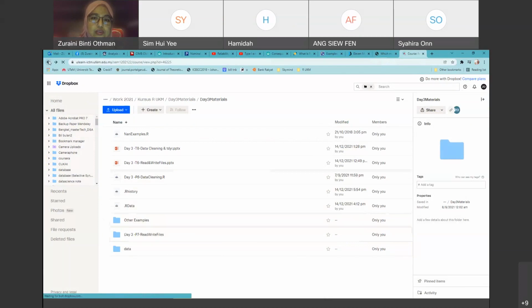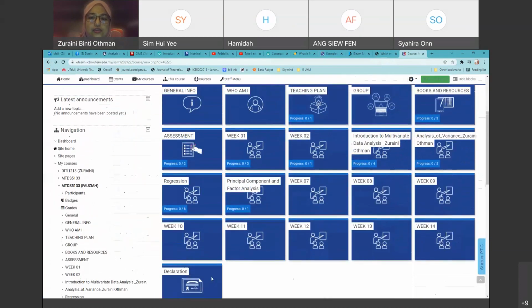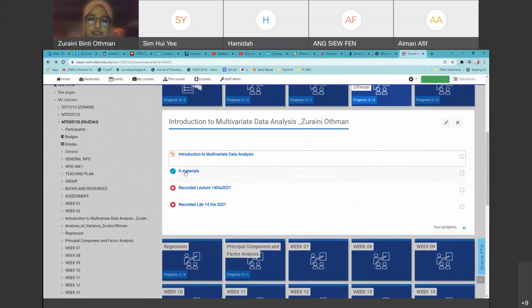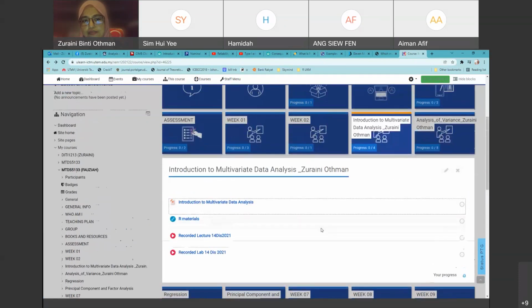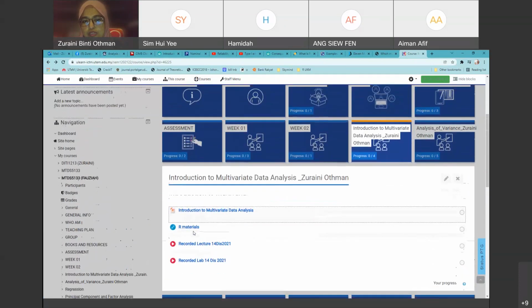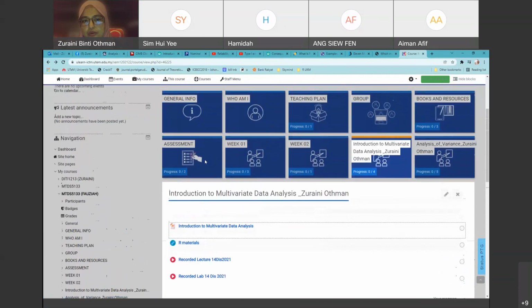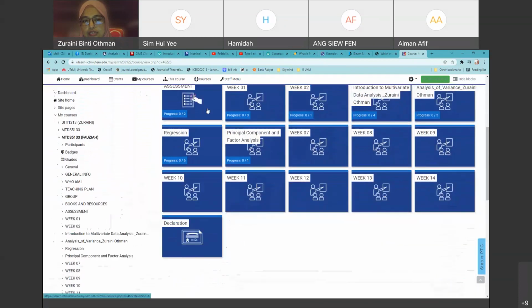Okay, for my class, please download this R material. In my class, we will cover how to read and write data, how to clean our data, how to find the missing values, and how to tidy our data. That's the next thing that we have to learn. But before we go to that particular lab, this is the assessment.